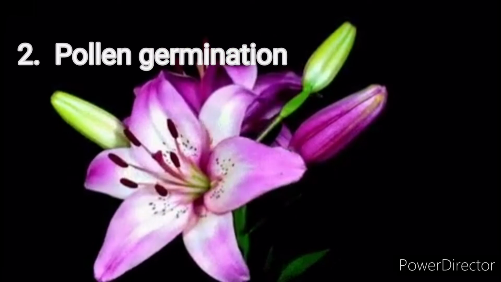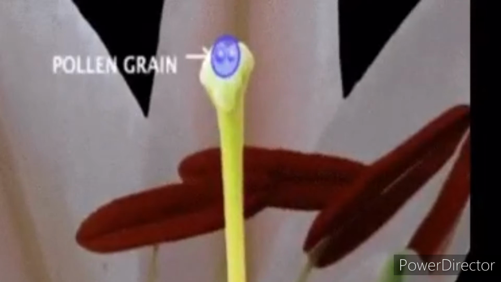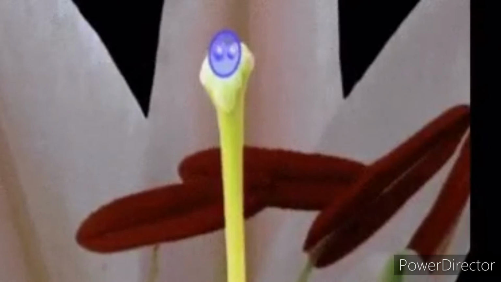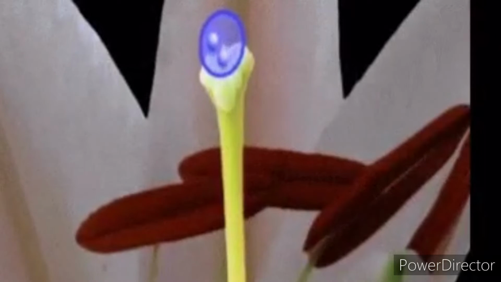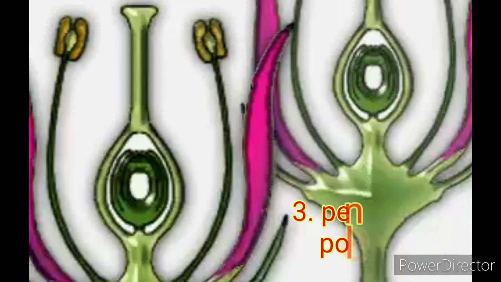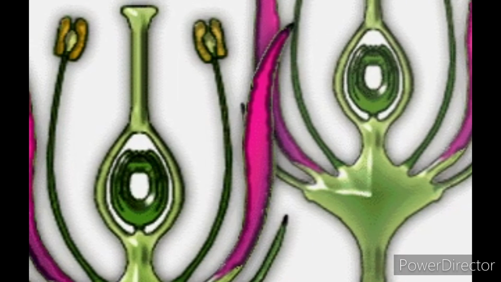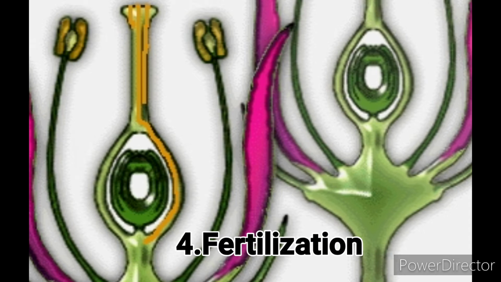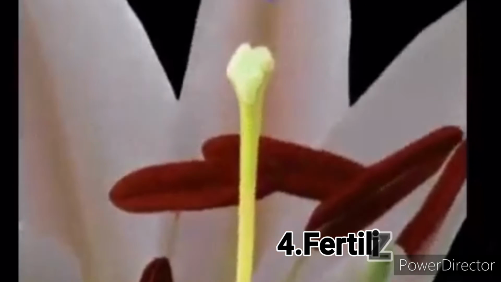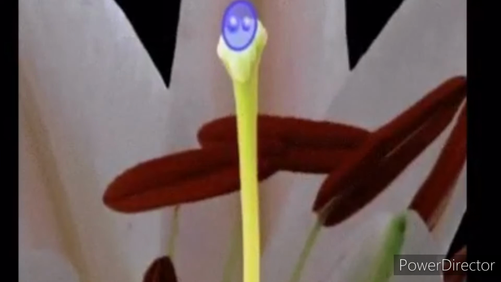When the pollen lands on the stigma, it starts to germinate and grows a pollen tube towards the egg cell. It is the pathway for sperm to reach the egg. Then comes the penetration of the pollen tube into the ovule. Now the pollen tube reaches the ovule. The next step is the fertilization. After successfully penetrating into the ovule, the sperm travels through the tube to fertilize the egg.